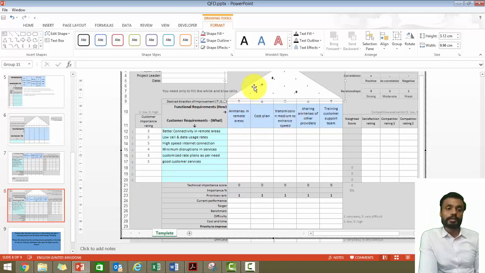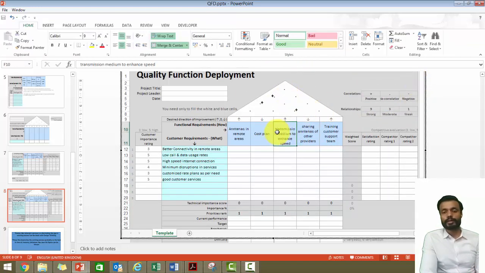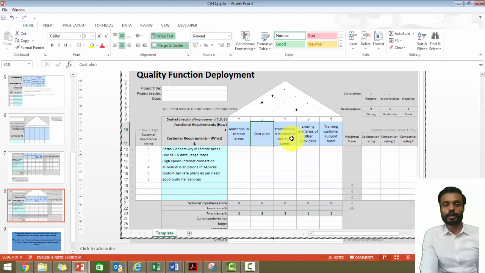Relationship between antennas in remote areas and sharing of antennas of other service provider: if there is a correlation, you put in plus. If there is no correlation, you put in minus over there. Similarly, the relationship between antennas in remote areas and training customer support team, I think there is no correlation, so you put a dot over here. Similarly, the correlation between cost plan and transmission medium to enhance speed. I think there cannot be any correlation, so you put no correlation over here.